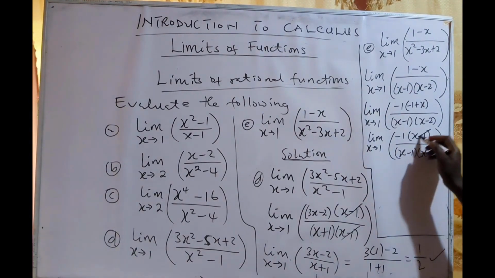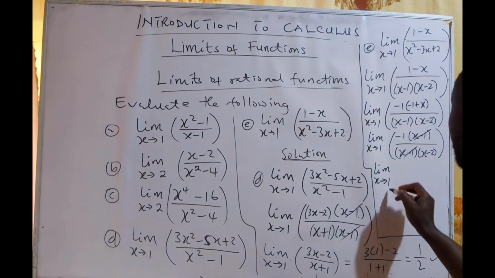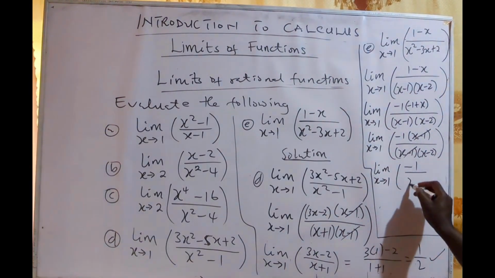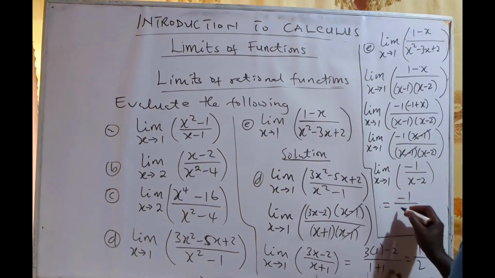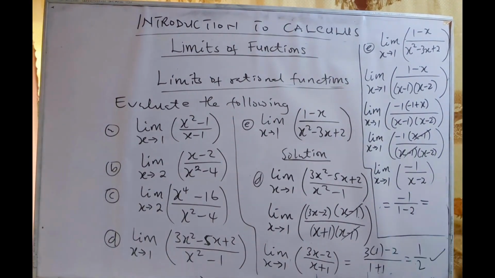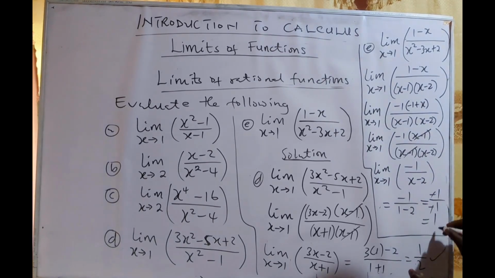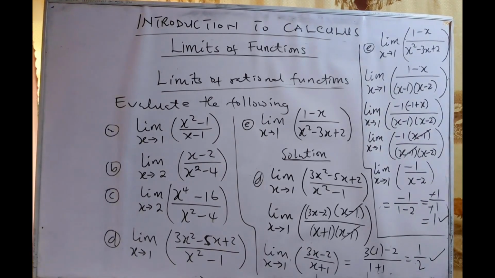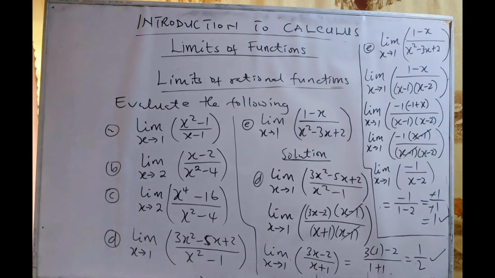Okay, so what will happen? x minus 1 will cancel x minus 1. So I have the limit as x approaches 1 of minus 1 over x minus 2. Now that I have this, I can do my substitution. If I put 1 here, it won't be 0. So I have negative 1 divided by 1 minus 2, which is negative 1 over negative 1. So negative will cancel negative, and my answer will give me 1. So the limit of this particular function as x approaches 1 is 1.